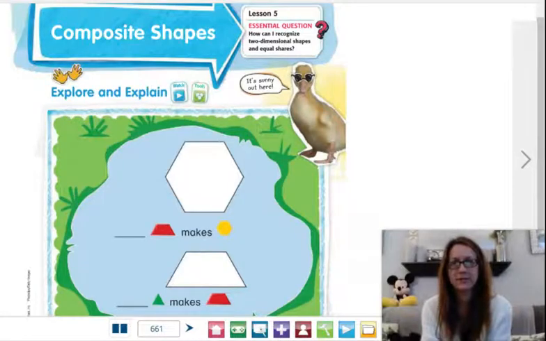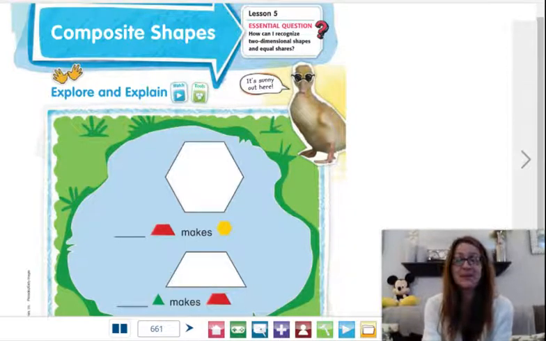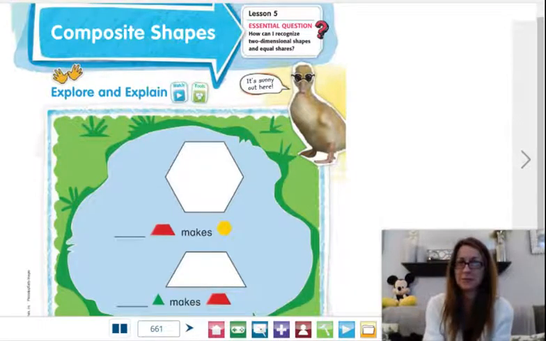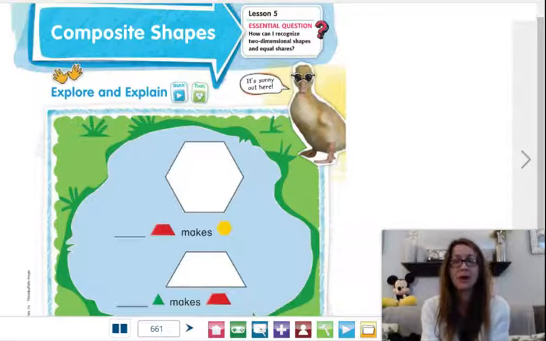Hello my first grade friends, and welcome to your math video for Thursday, April 2nd on composite shapes. So a composite shape is a two-dimensional shape that is made up of two or more shapes put together. Remember, our two-dimensional shapes are our flat shapes, meaning you can only see one side of them.